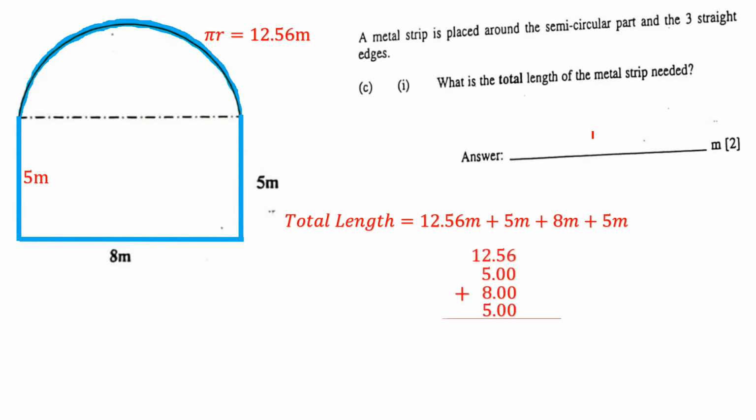If we add them all together, we know that 6 plus 0 plus 0 plus 0 is just 6. 5 plus 0 plus 0 plus 0 is just 5. Don't forget your dot. 2 plus 5 plus 8 plus 5 is going to be 20. And we add them and we get 30.56. And so the total length of the metal strip needed is going to be 30.56 meters.